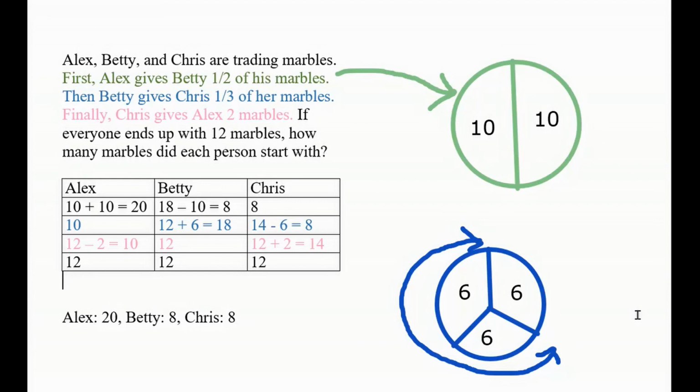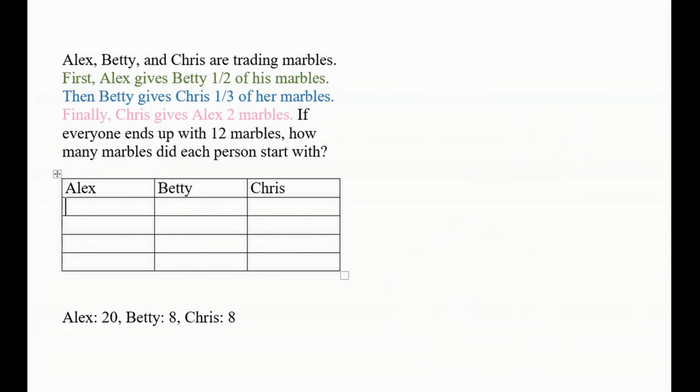And what I'm going to do now is I'm going to check if my answer is correct or not. And I'm going to tell you how I check it. So the way to check it, we're going to go in the right direction. Let's say Alex had 20 marbles. Betty had 8 marbles to begin with. Chris had 8 marbles to begin with. And we're going to walk through the problem in the right direction, starting with the green sentence and then the blue sentence and the pink sentence. And if we follow through, do we really end up having 12 marbles for each person?